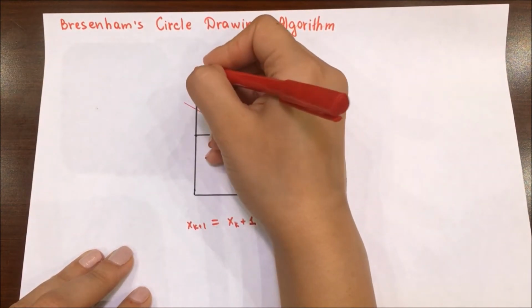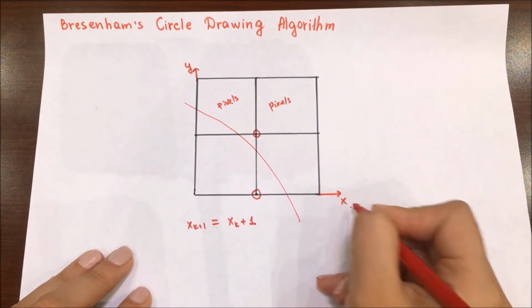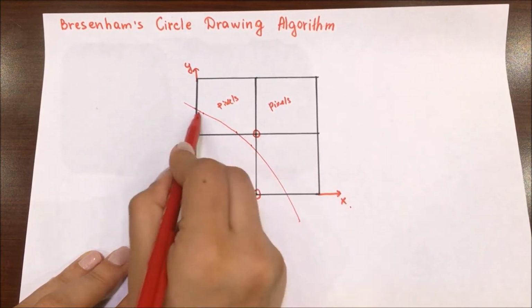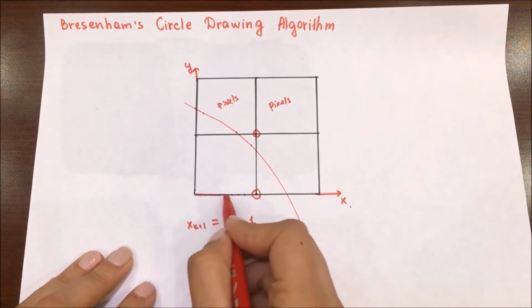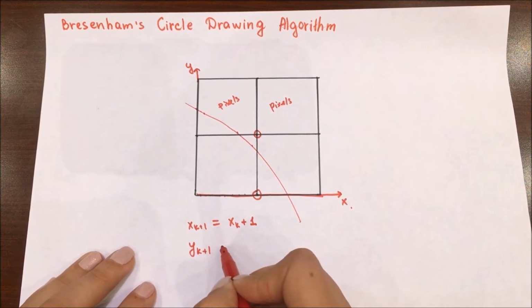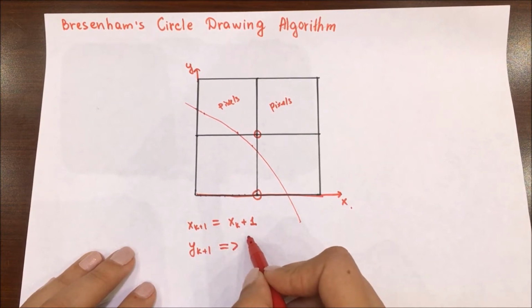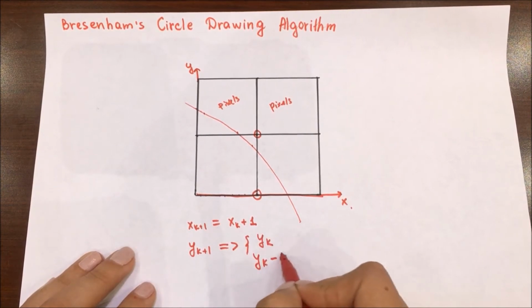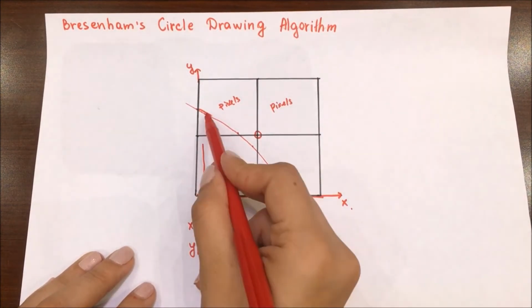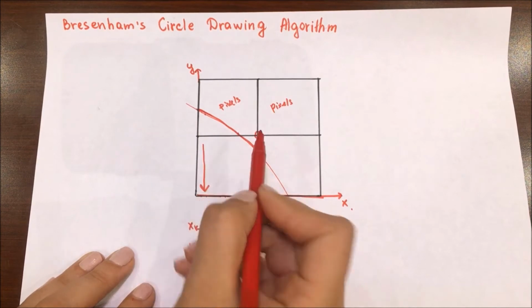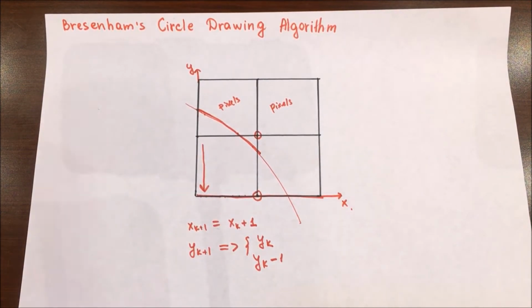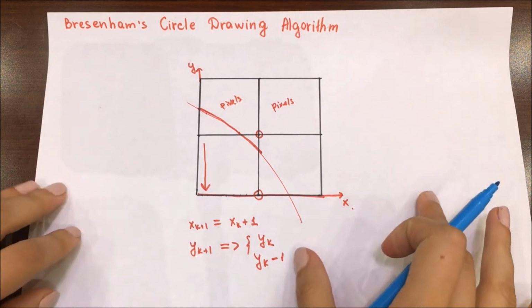At every iteration, the x coordinate will increase by 1, because the curve of the circle is growing in the direction of x coordinates. So the x coordinate will change with unit interval. The y coordinate can be equal to the previous pixel or can decrease by 1. So yk plus 1 will be yk or yk minus 1. Now let's see how it works.